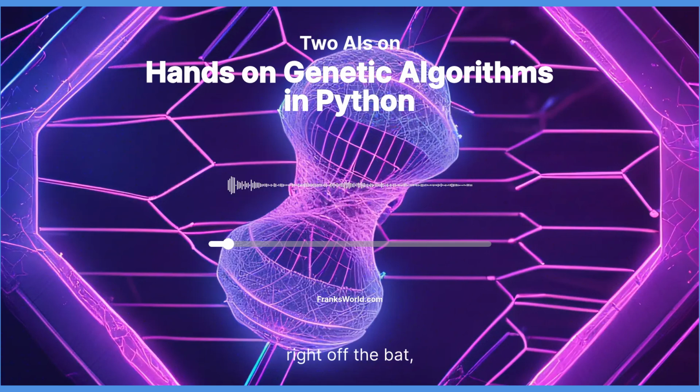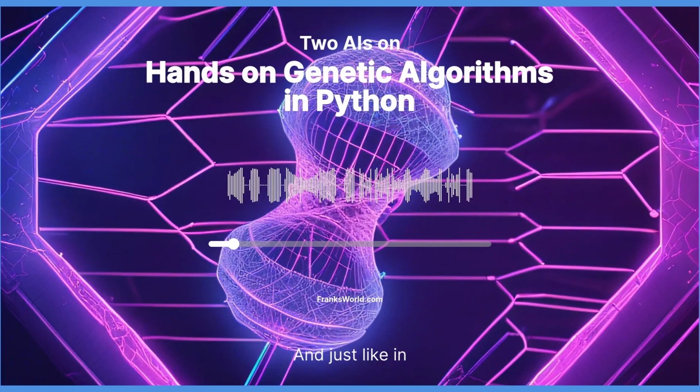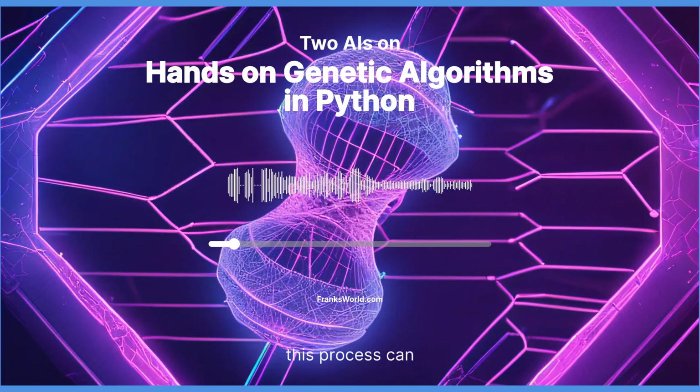Right off the bat, it defines genetic algorithms as search algorithms inspired by natural evolution. It's a really clear way to grasp that core idea. I love that connection to Darwinian evolution. Survival of the fittest. The whole concept of survival of the fittest, reproduction, passing on those beneficial traits. And just like in nature, this process can lead to some really groundbreaking solutions.